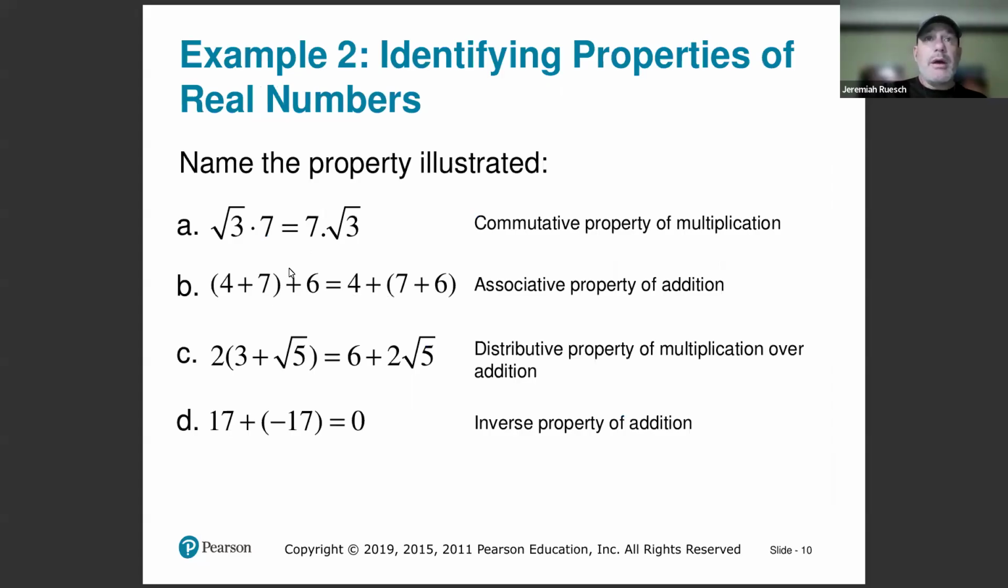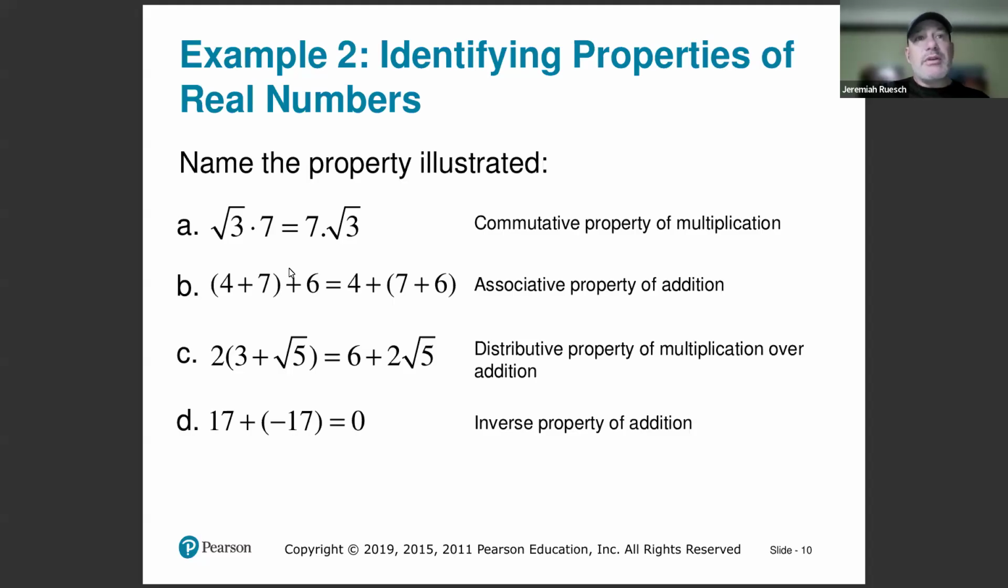Okay, so those are some really important properties, and then let's see how we can identify or play with them. So if we look at this particular example, example 2a, you can see that the order of the two elements are changing, and it's multiplication. So this would be the commutative property because they're changing order. Commutative property is changing order. So it's a commutative property of multiplication.